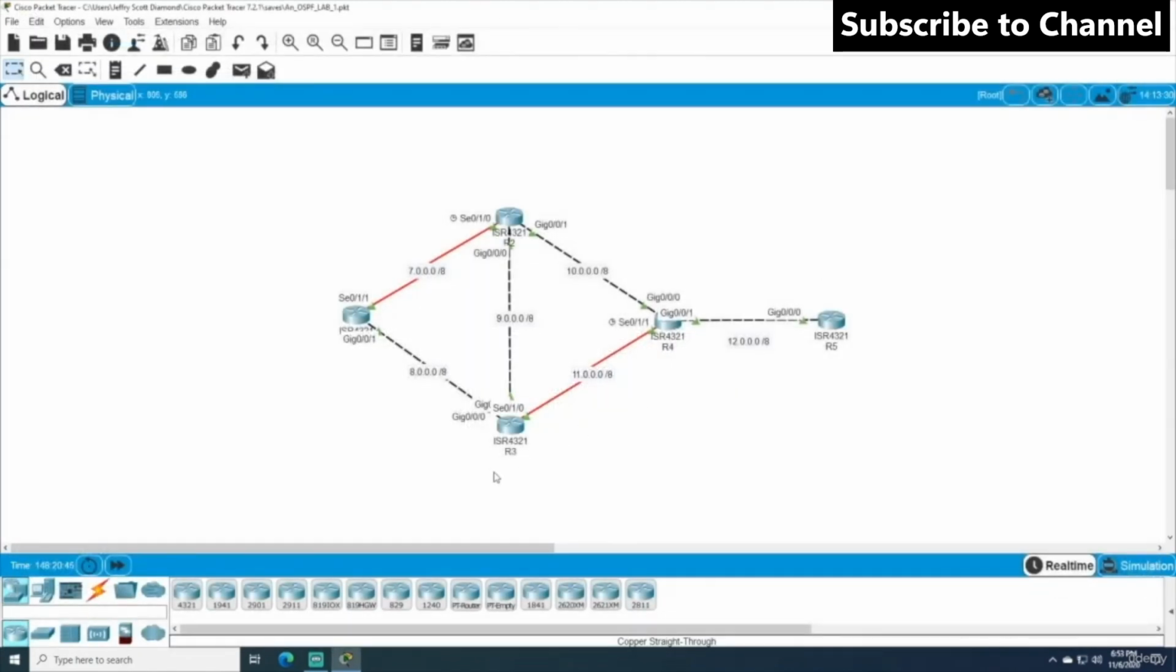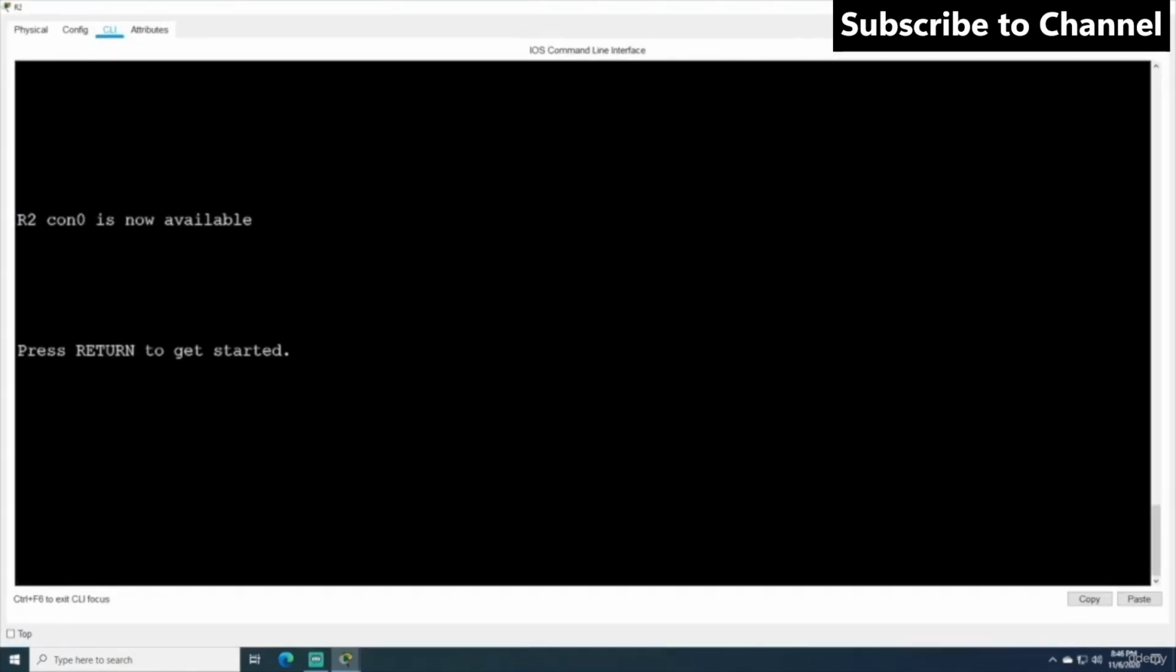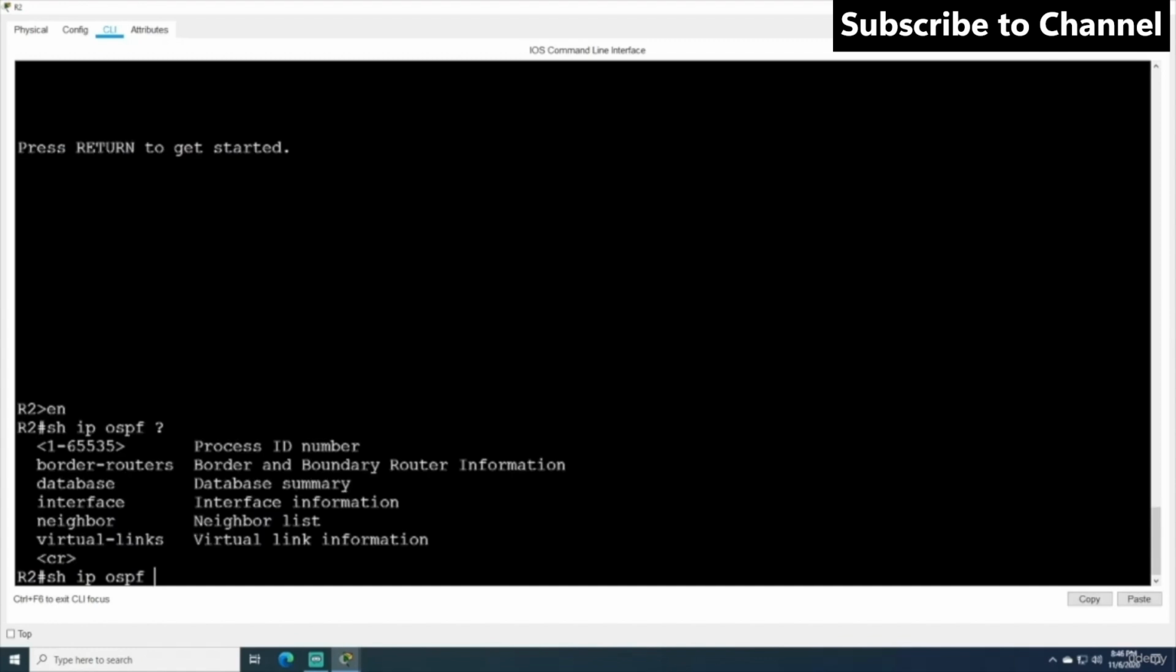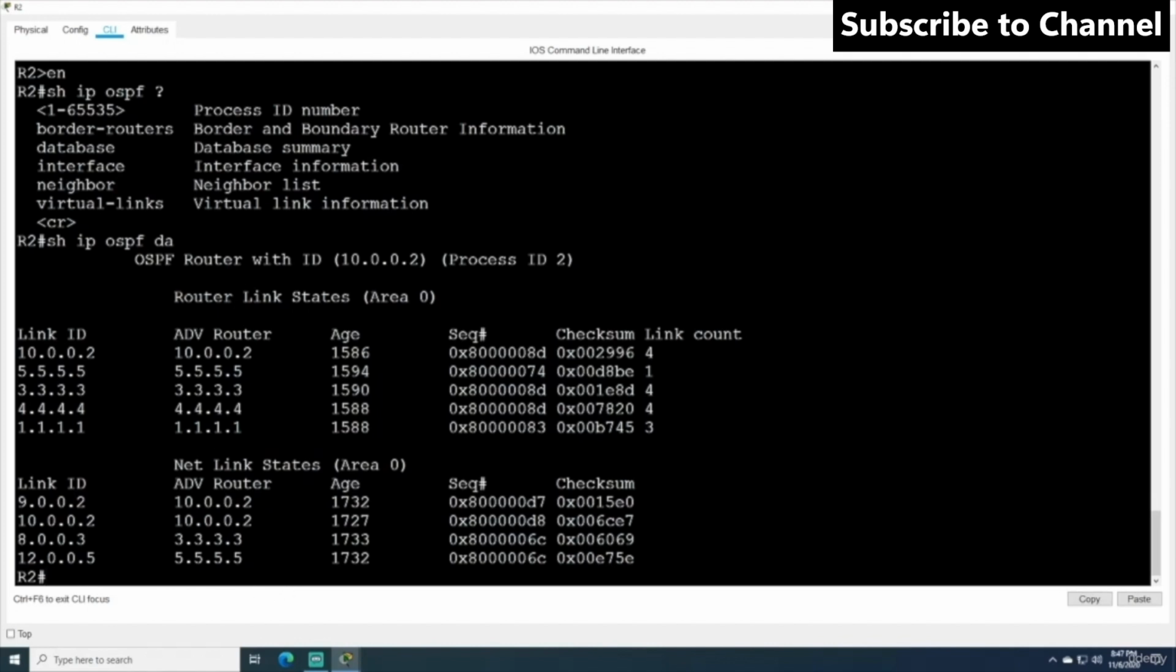Now let's log into router 2. And here the first command I'm going to enter is show IP OSPF with a question mark so we can see the other options we have available to us. We already used the neighbor command, so this time I'm going to use the database command so we can see the link state database. And this just underscores again how OSPF knows the entire topology of its environment.